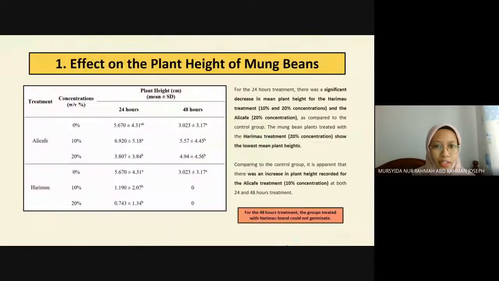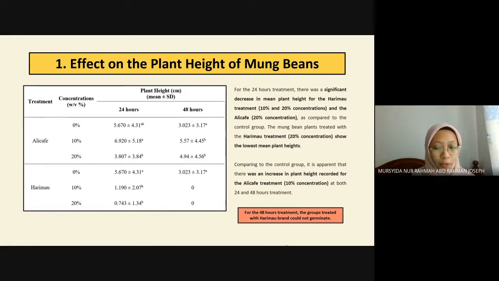So for results and discussion, firstly, on the plant height of mung beans, we can see there was a significant decrease in mean plant height for the Harimau treatment at both concentrations and the Ali Cafe treatment at 20% concentration as compared to the control group. And the mung bean plants treated with the Harimau treatment at the 20% concentration show the lowest mean plant height.